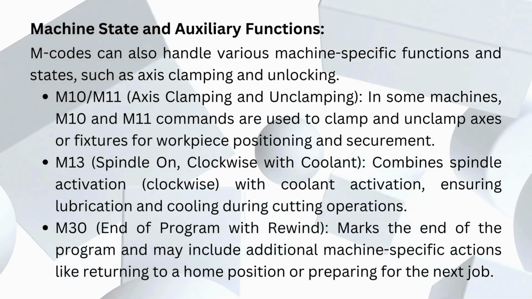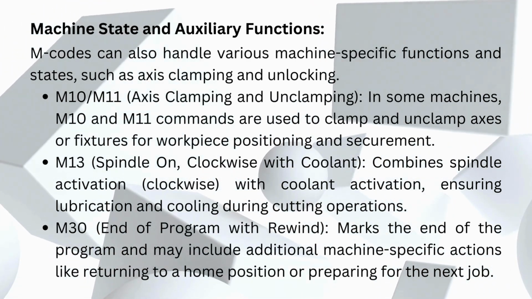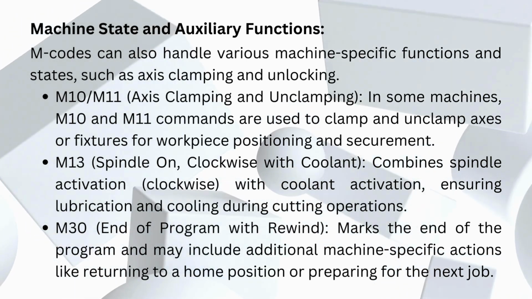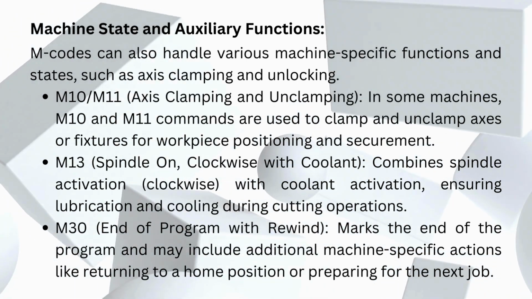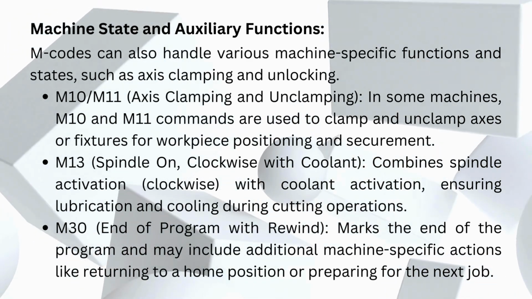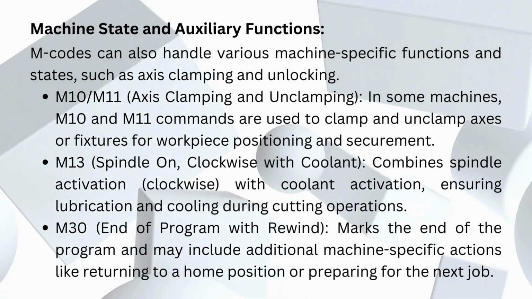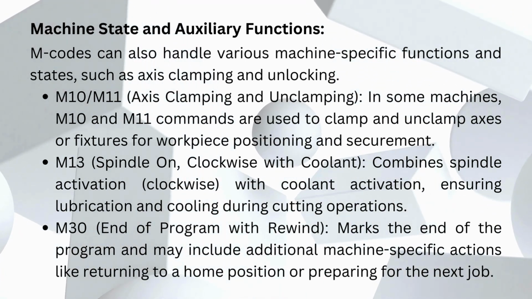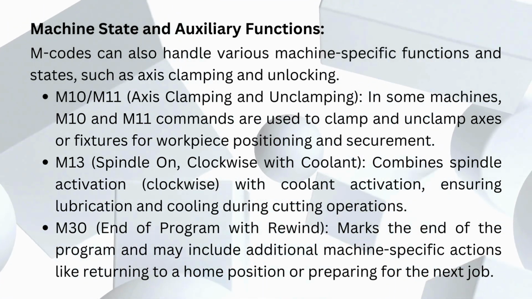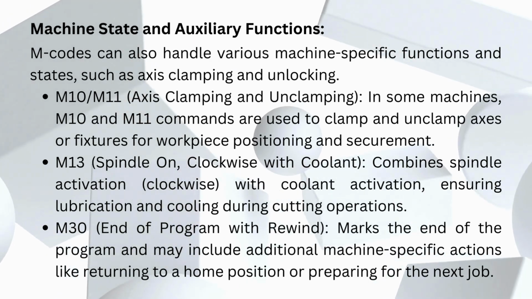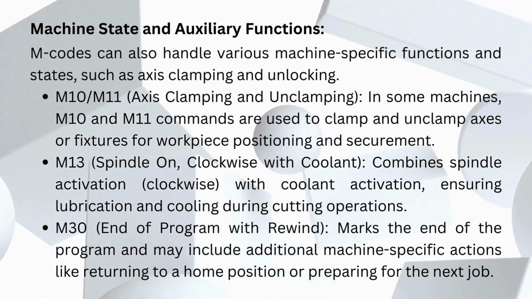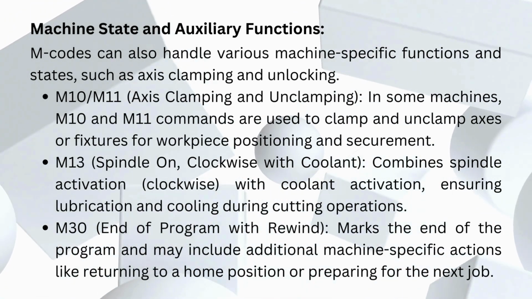Machine state and auxiliary functions. M codes can also handle various machine-specific functions and states, such as axis clamping and unlocking. M10/M11, axis clamping and unclamping. In some machines, M10 and M11 commands are used to clamp and unclamp axes or fixtures for workpiece positioning and securement. M13, spindle on, clockwise with coolant, combines spindle activation, clockwise, with coolant activation, ensuring lubrication and cooling during cutting operations. M30, end of program with rewind, marks the end of the program and may include additional machine-specific actions like returning to a home position or preparing for the next job.